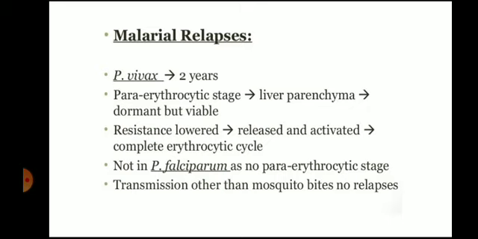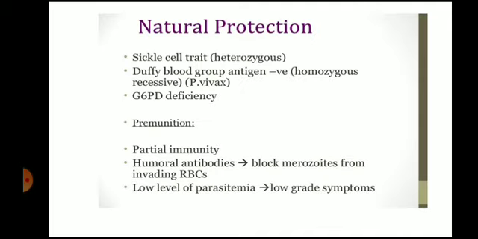So, with transmission other than mosquito bites, there are no relapses. Natural protection is seen in sickle cell trait individuals, Duffy blood group antigen negative individuals and glucose-6-phosphate dehydrogenase deficient individuals. Premunition, partial immunity, develops after infection. Humoral antibodies block merozoites from invading RBCs, and with a low level of parasitemia, only low grade symptoms can occur.